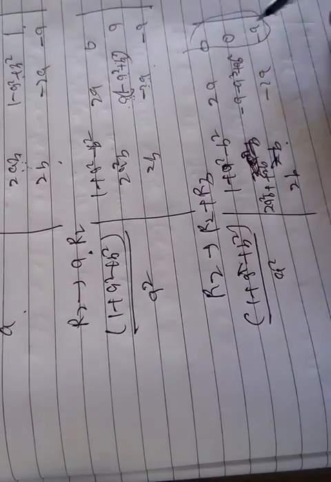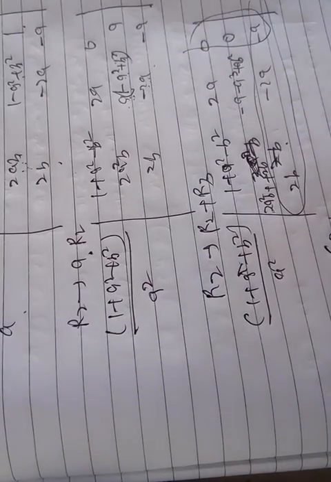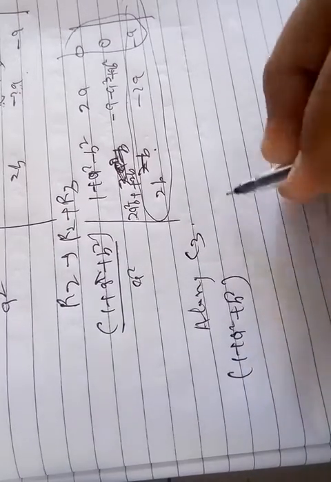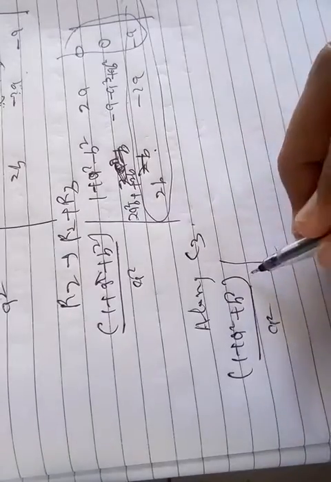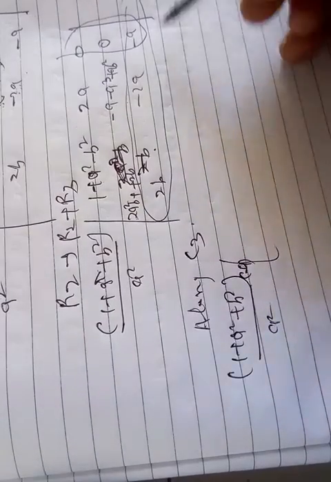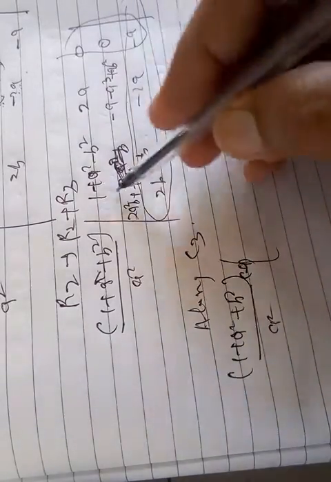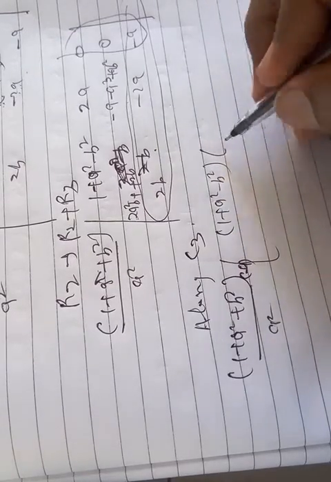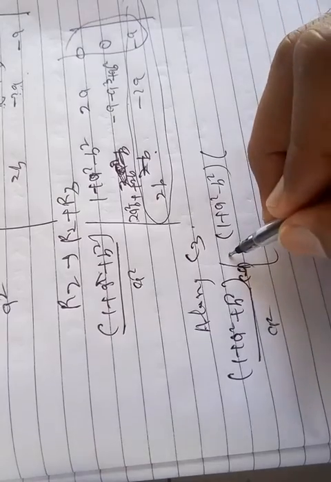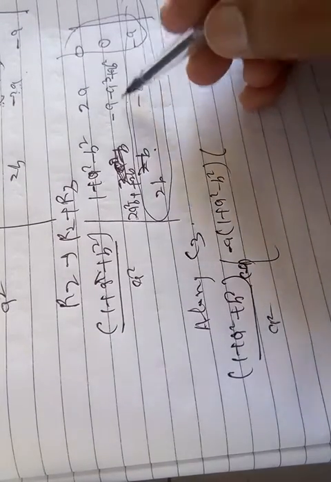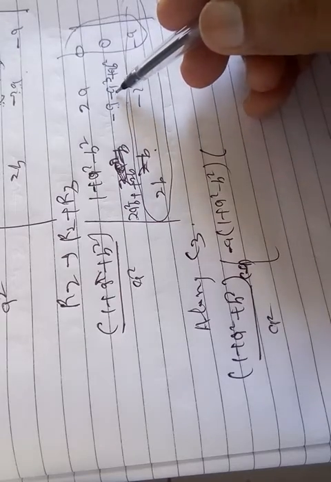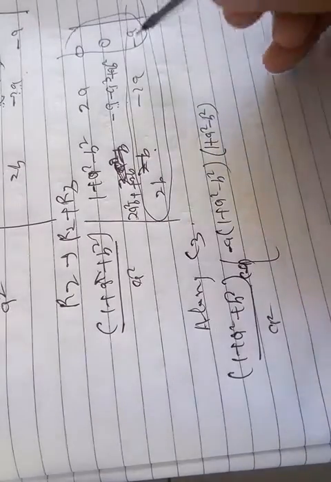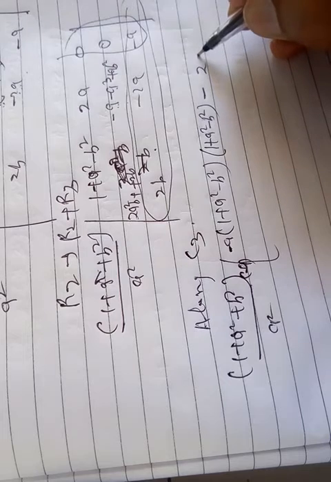Along C3, expanding along C3, 1 plus a square plus b square upon a square, minus a into this 1 plus a square minus b square into minus a common, so minus a, so this value minus a, so 1 plus a square minus b, 1 plus a square minus b square already changed, okay, minus 2a.